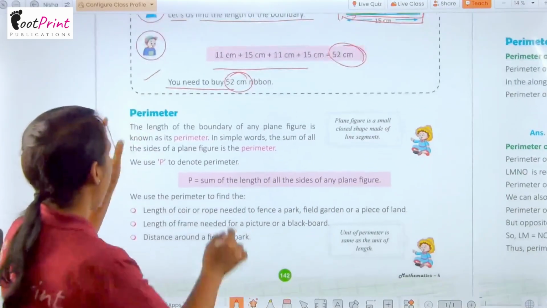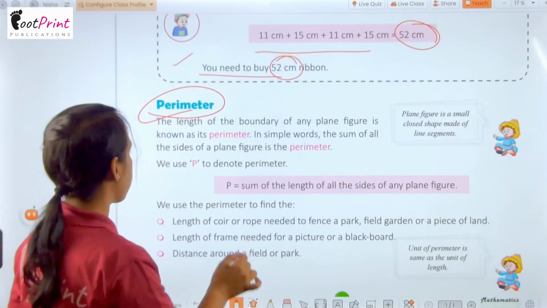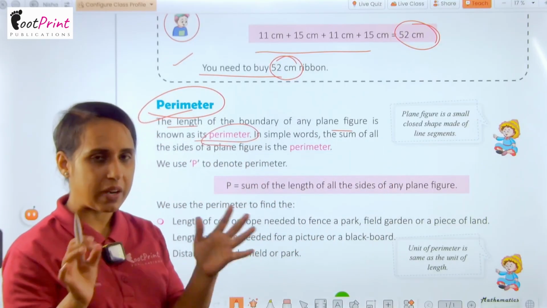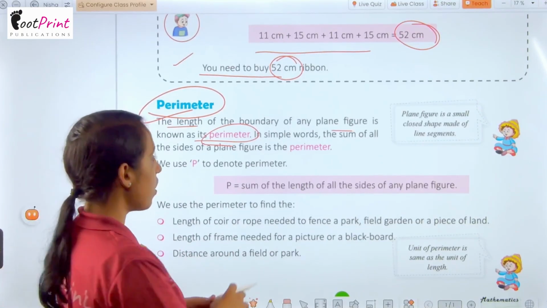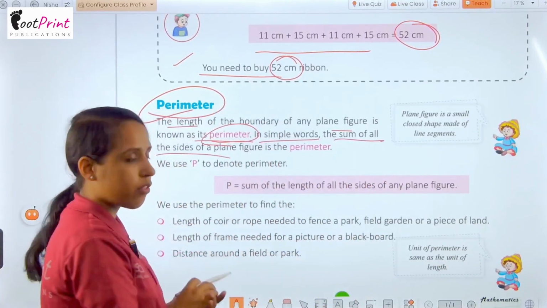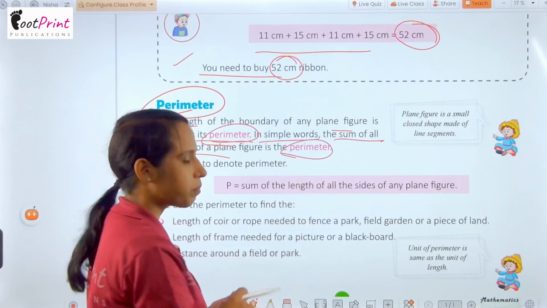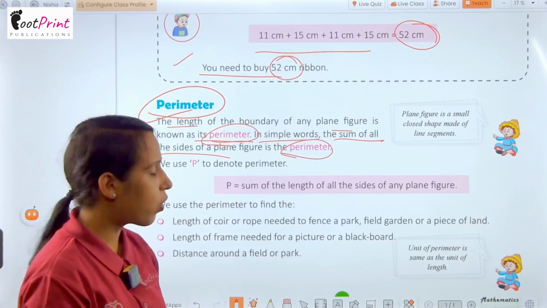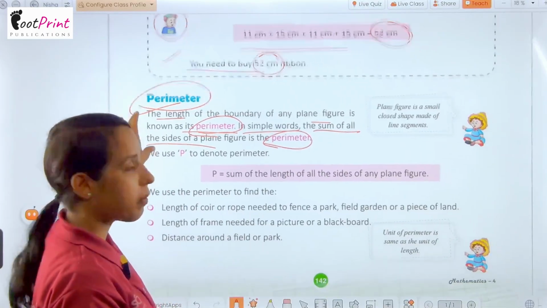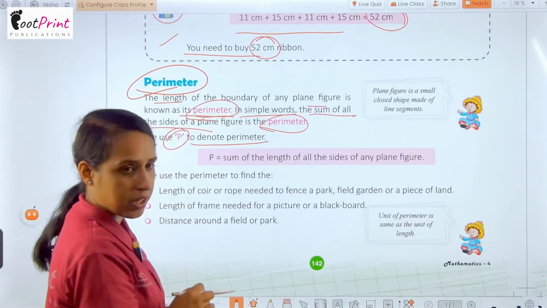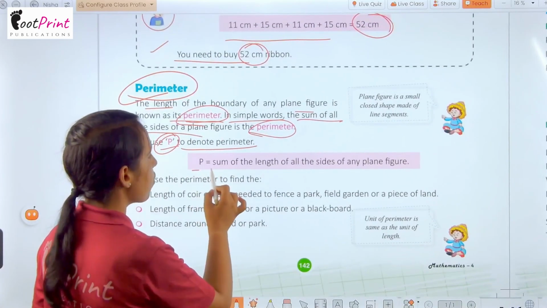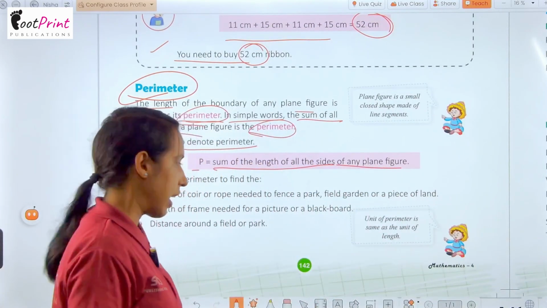Okay, so here we have the topic perimeter. So what is perimeter? The length of the boundary of any plane figure is known as its perimeter. If we find the total length of the boundary of any plane figure, that will be called perimeter. In simple words, we can say the sum of all the sides of a plane figure is the perimeter. We use P to denote perimeter. P equals the sum of the length of all the sides of any plane figure.